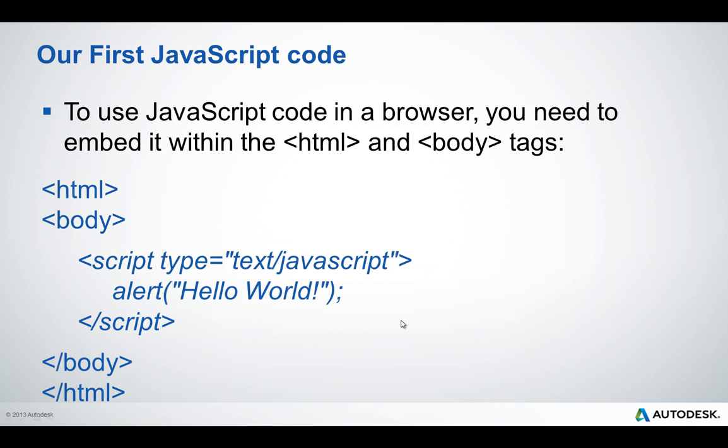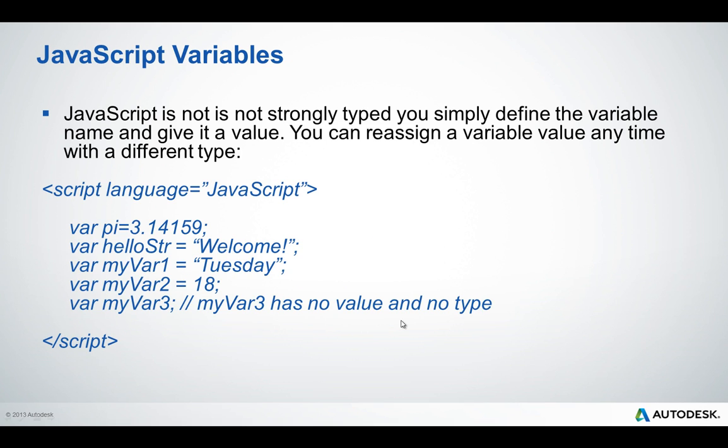So let's get back to our presentation and a few words about the JavaScript variables. Because JavaScript is not a strongly typed language, you can simply define the variable name and give it a value. Later on, you can reassign a different value of a different type to the same variable. In that case, we are defining doubles, strings, integer, and in the case of the last variable, it has no value and as well no type, as long as it doesn't have a value assigned to it.